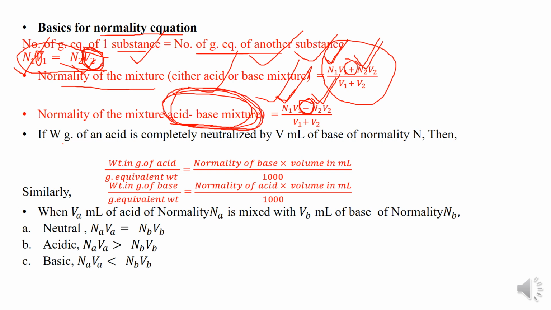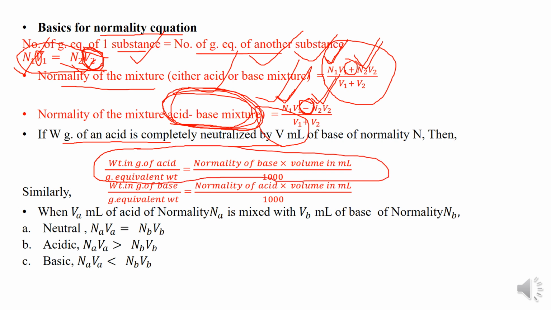If W gram of an acid is completely neutralized by V ml of base of normality N, then here is the formula: weight in grams of acid divided by gram equivalent weight of acid is equal to normality of base times volume in ml divided by 1000.